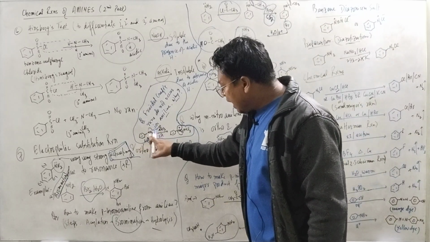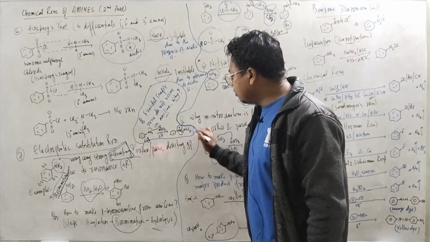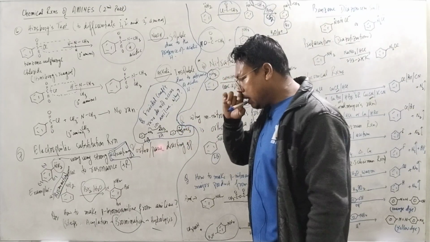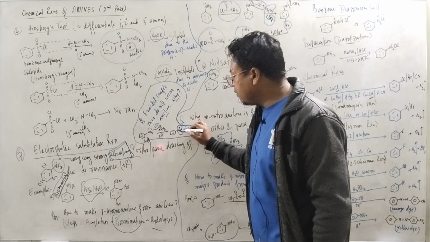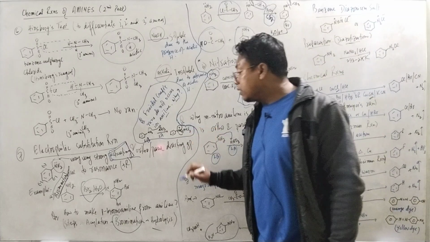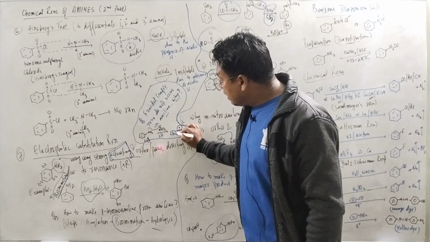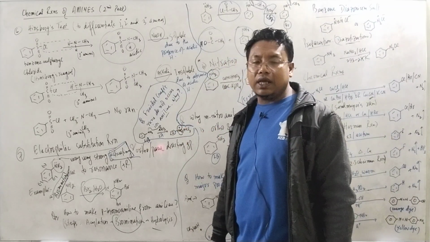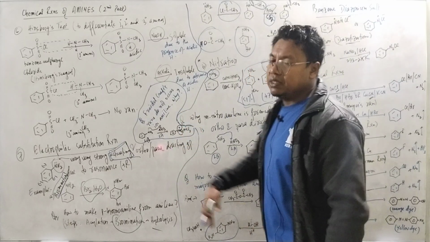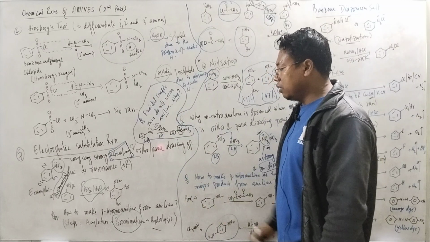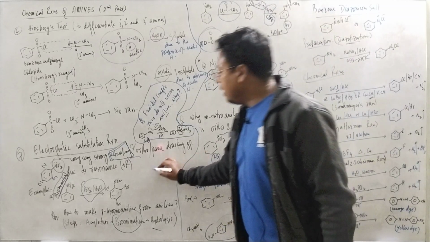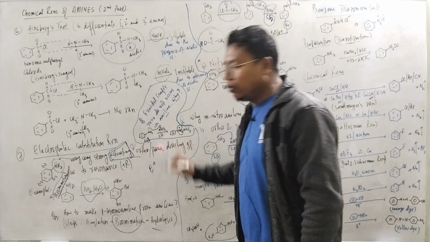Now this N donates electrons to this Al to form the anilinium ion. Now NH2 plus is a very strong electron withdrawing group. The benzene ring becomes electron deficient.